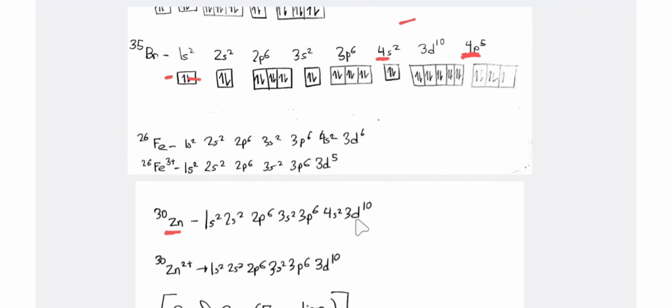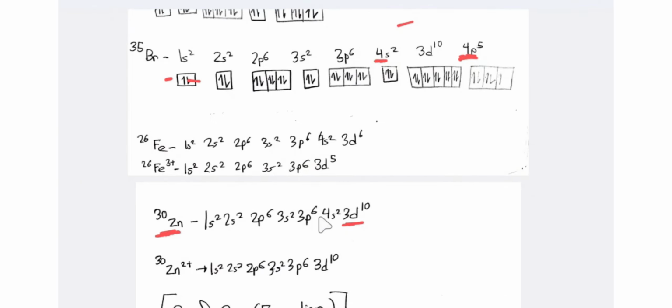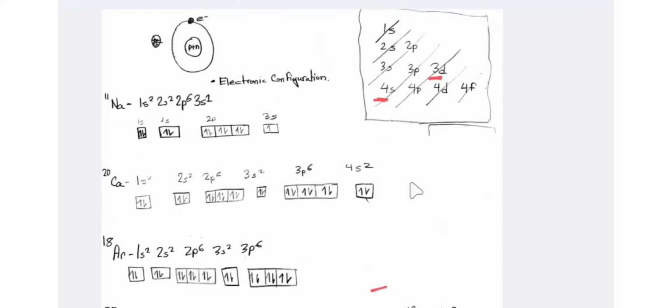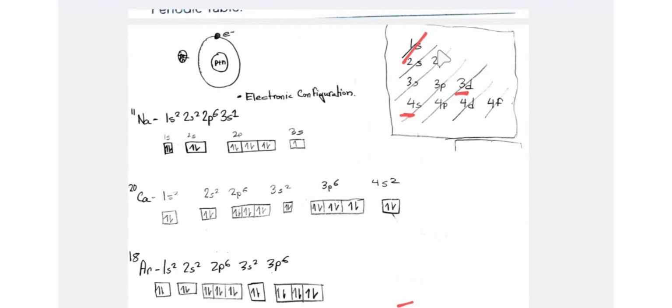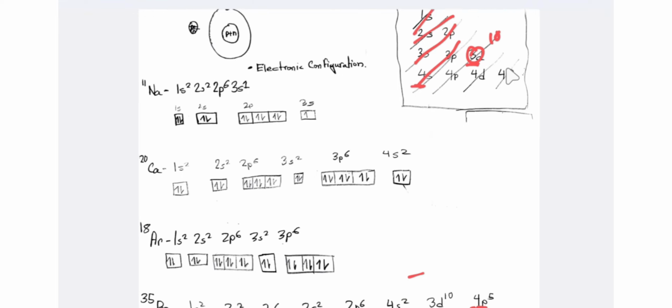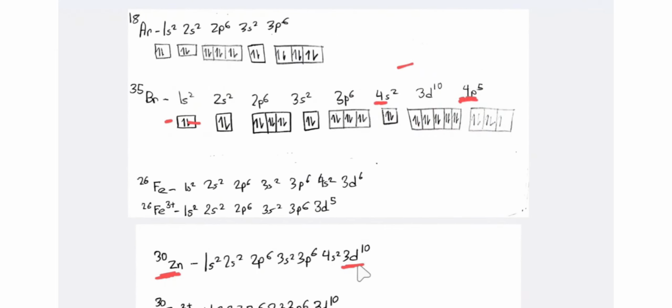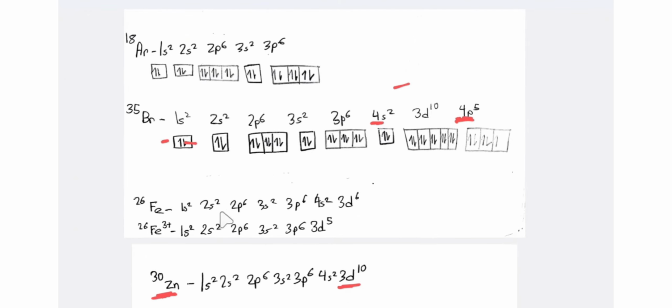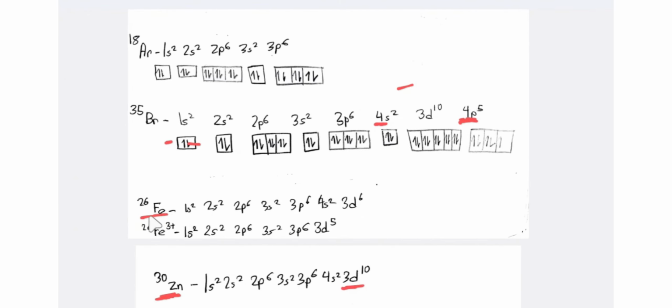So zinc has the valence electron in the 3d10 subshell. You need to follow the sequence: 1s, 2s, 2p, 3s, 3p, 4s, then 3d10. So 3d10 for zinc. Now let's suppose another d block element, such as iron.